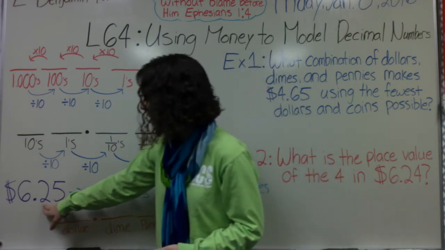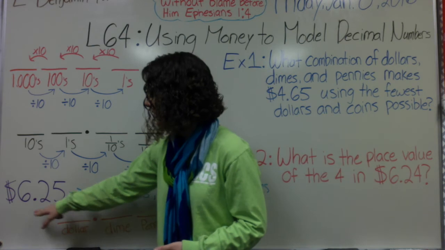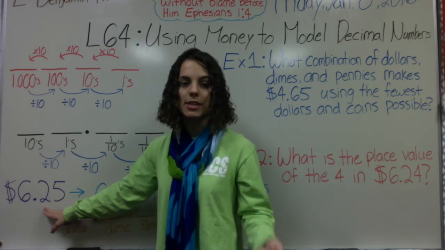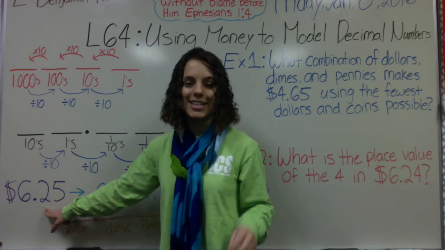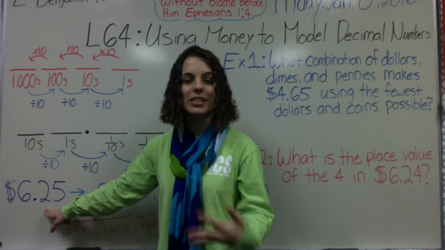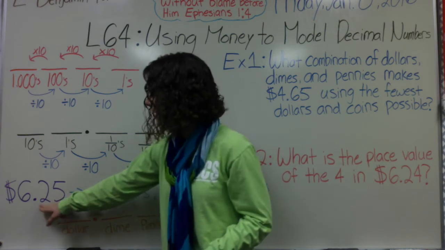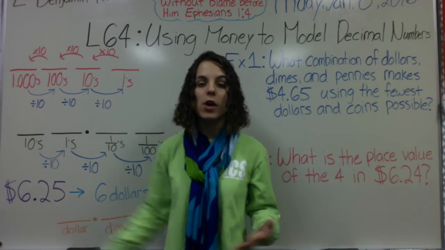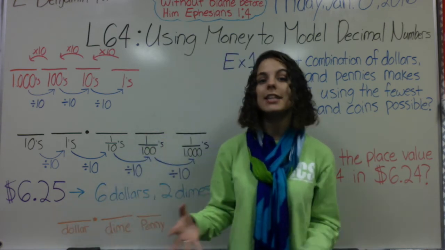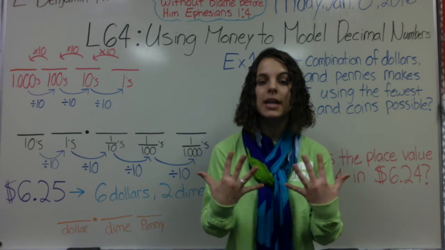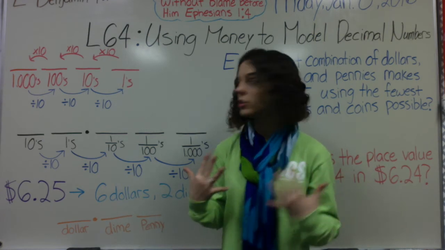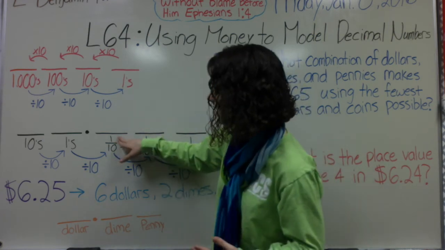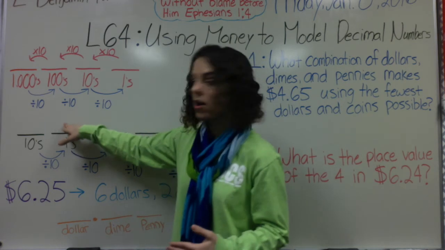Then we have this amount right here. This is our tenths place. And this is actually how many dimes I would have, because a dime is 1/10 of a dollar, meaning that it takes 10 dimes to equal one whole dollar.